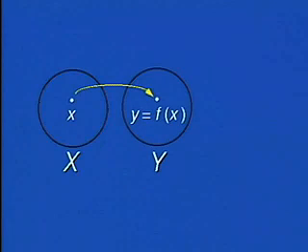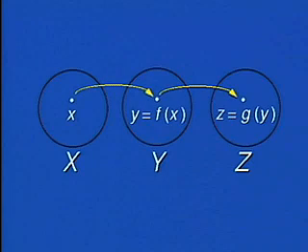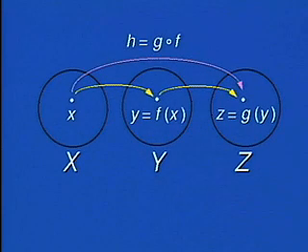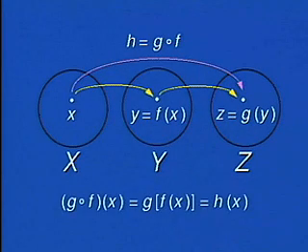A picture might help us visualize this process. Suppose we have a set x containing the element x. That is mapped into the element y of set y using function f. That in turn is mapped into element z of set z using the function g. We can write that as the composition of g circle f, and we'll call that h. So g circle f of x is equal to g of f of x, which is equal to h of x.